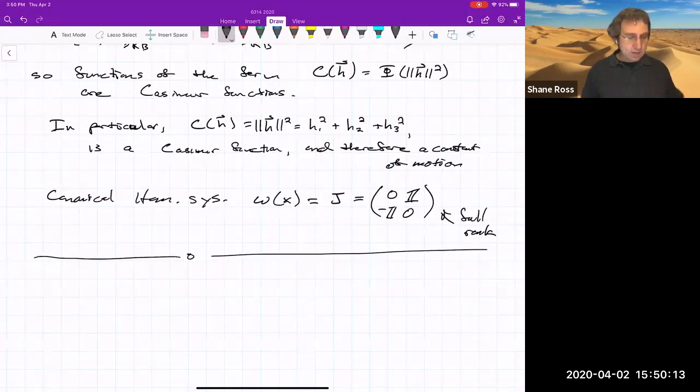So I wanted to make a connection with things called Lie derivatives. And these are kind of a generalization of a derivative.